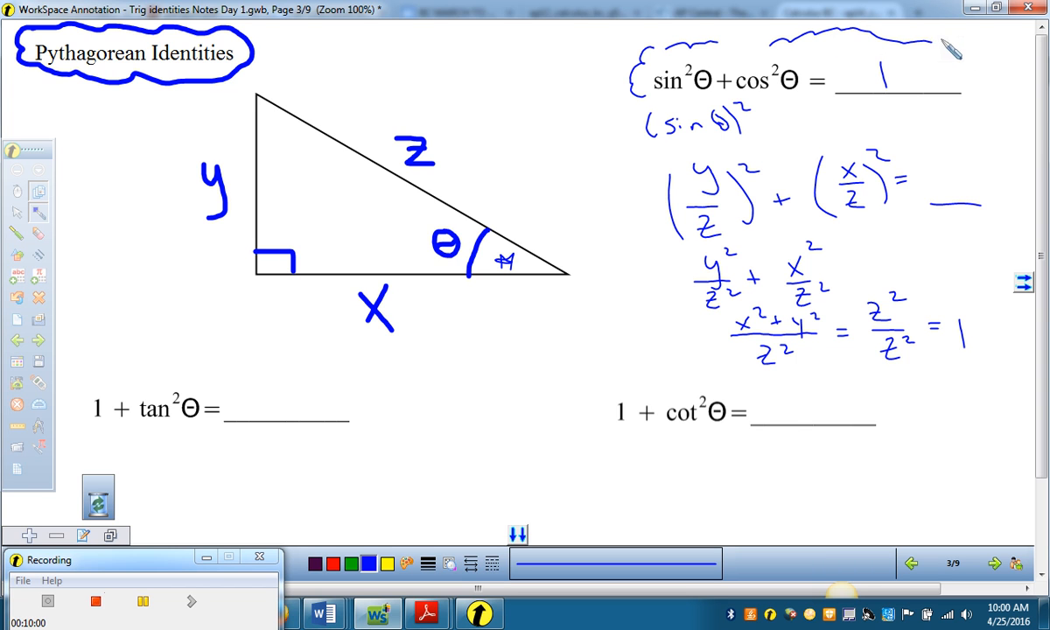So it doesn't matter what the angle is, quiet please. It could say sine squared of p plus cosine squared p equals what? Equal 1. So we've just proven that identity.